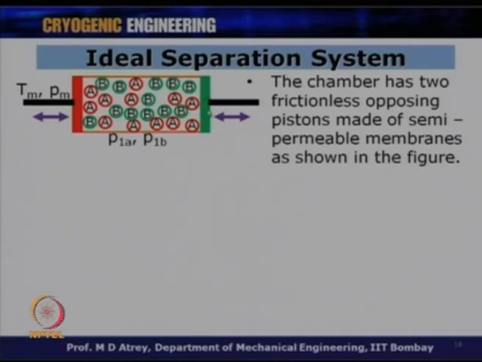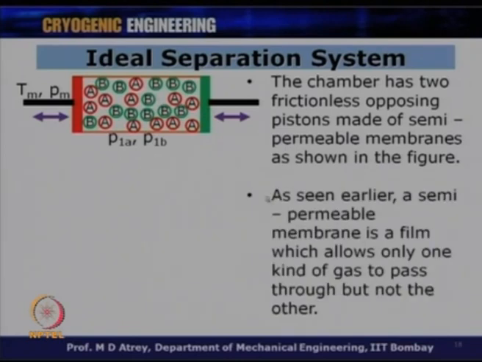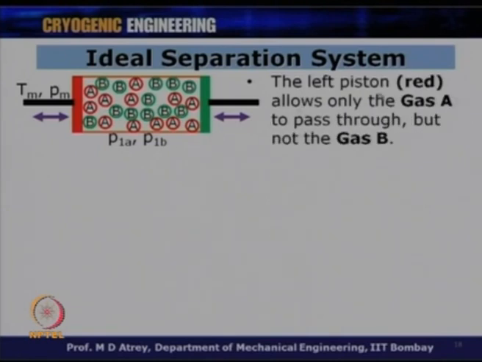So, we have a piston which will compress this gas, and at the same time it will separate one of the components of this mixture. As seen earlier, a semi-permeable membrane is a film which allows only one kind of gas to pass through, but not the other. The left piston, which is red, will allow only gas A to pass through it, and it will not allow gas B to pass through it.